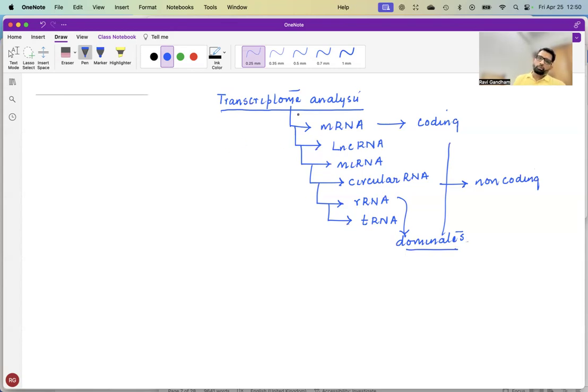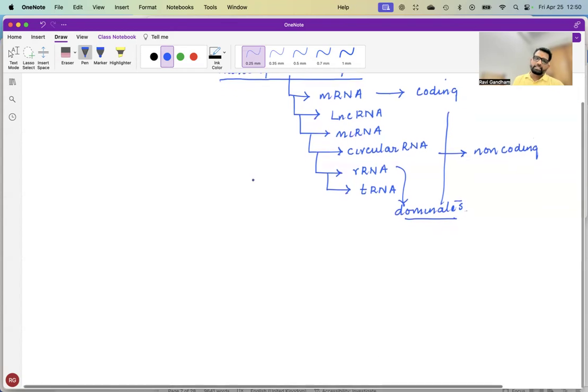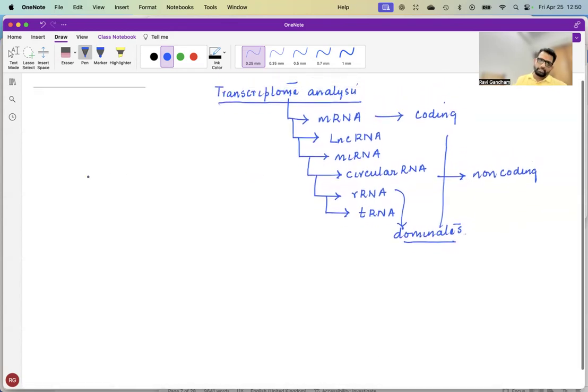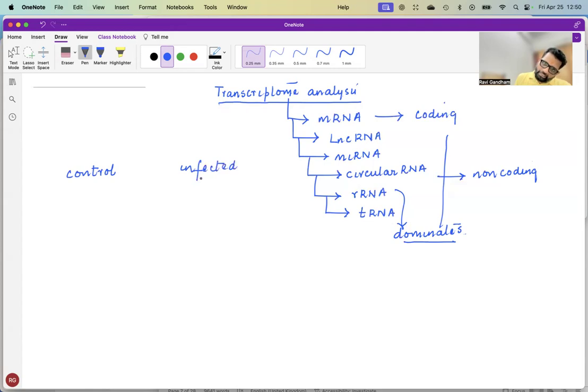Now, when we are looking into transcriptome analysis, the basic fundamental behind transcriptome analysis is, let's take an example. Let's say that you have a control sample and then you have an infected sample. And there is manifestation of a disease in the infected sample. And when there is manifestation, you want to find out the actual mechanism behind this manifestation. And the mechanism behind this manifestation of the disease can be best studied by transcriptome analysis.